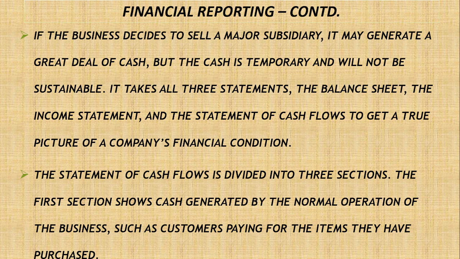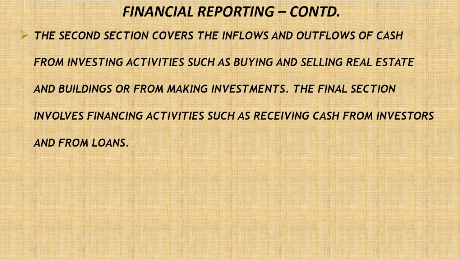The statement of cash flows is divided into three sections. The first section shows cash generated by the normal operation of the business, such as customers paying for the items they have purchased. The second section covers the inflows and outflows of cash from investing activities, such as buying and selling real estate and buildings or making investments. The final section involves financing activities such as receiving cash from investors and from loans.